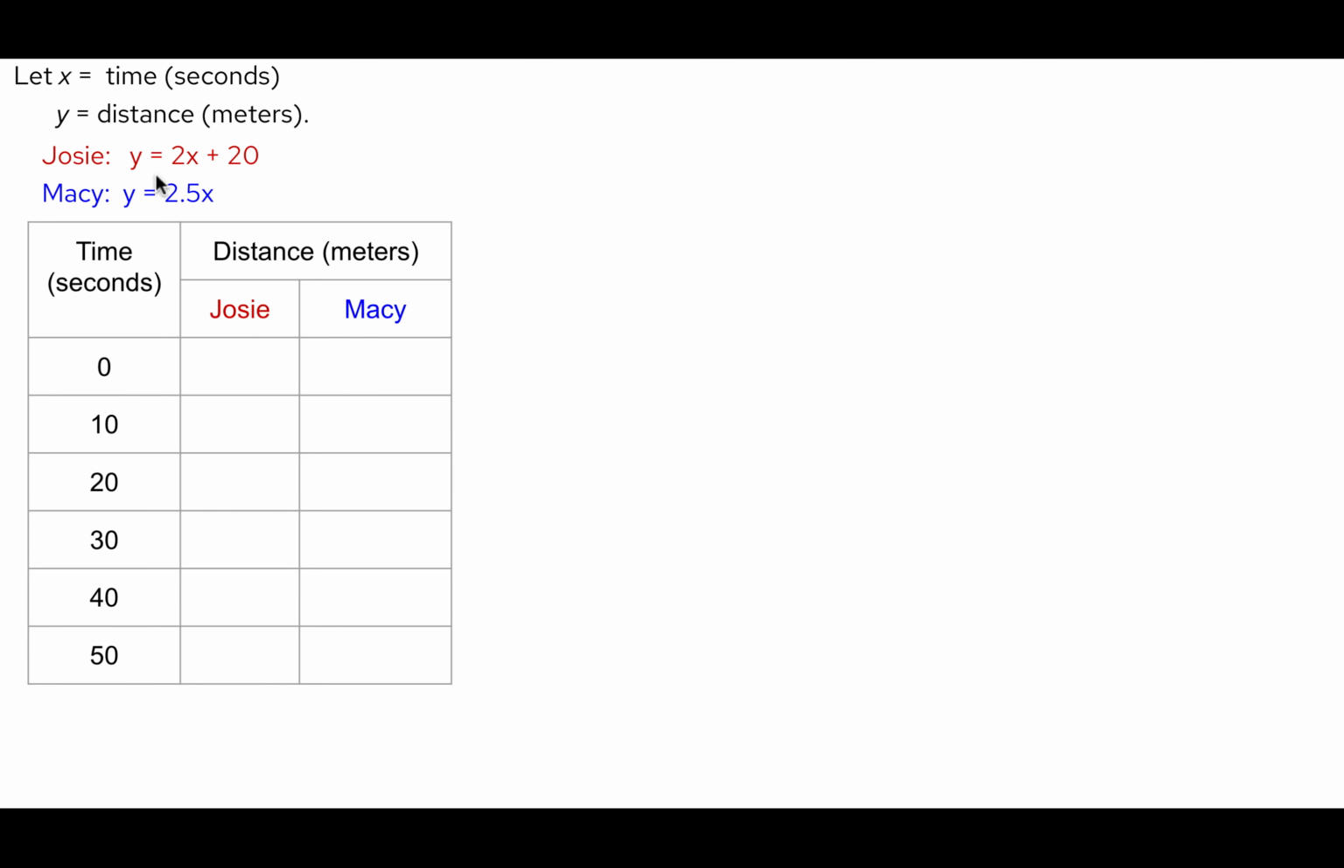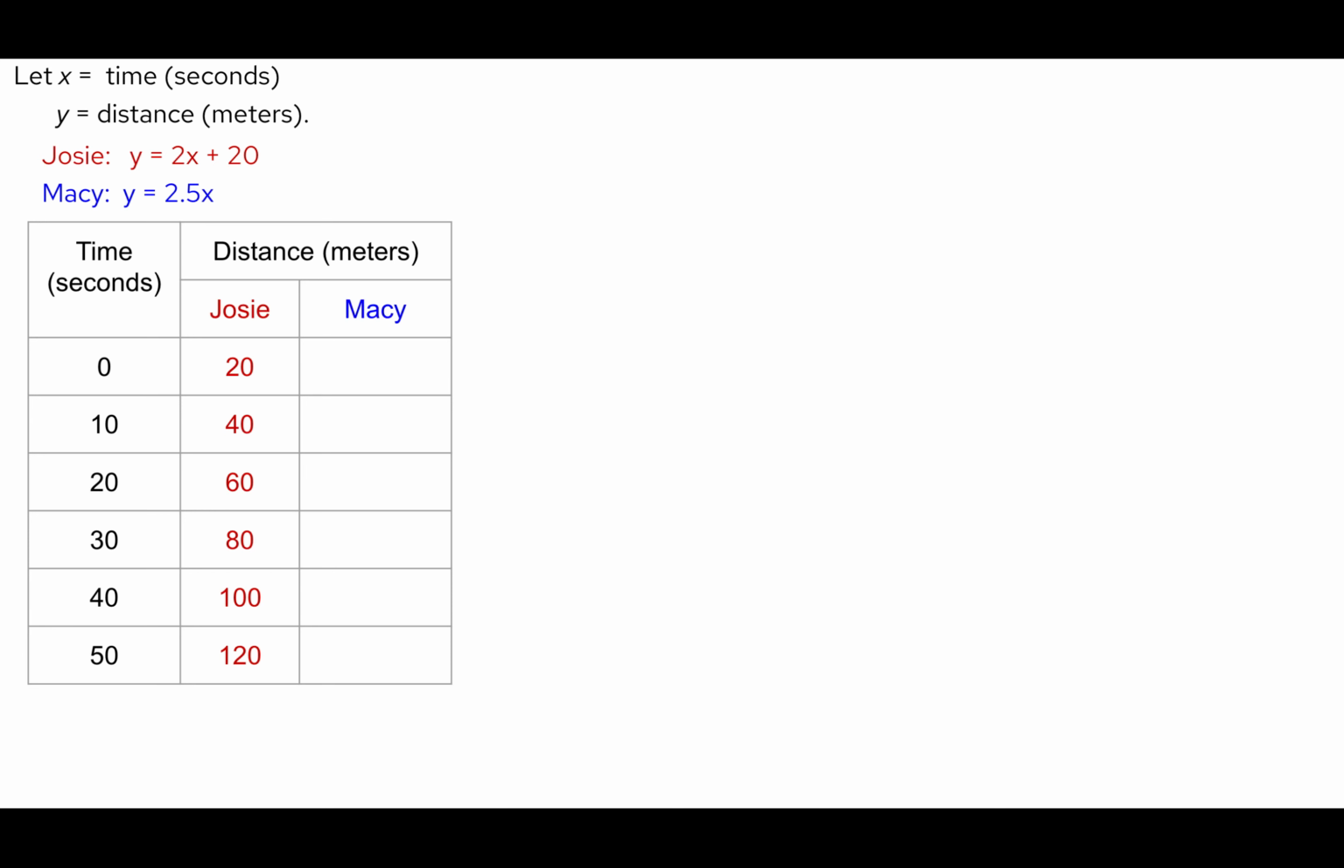So what I can do is for Josie, I can replace the time, which is x, with 0. So when I replace the x with 0, 2 multiplied by 0 is 0, plus 20 is 20. So at 0 seconds, Josie has a distance of 20. I can do the same thing with the 10. Again, replacing the x with 10, 2 multiplied by 10 is 20, and 20 plus 20 is 40. I continue doing that with 20 seconds, 30, 40, and 50, and I end up with 60, 80, 100, and 120. So you can see that it increases by 20 meters each 10-second interval.